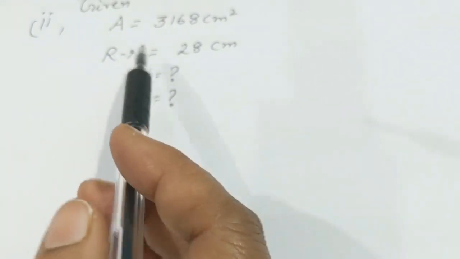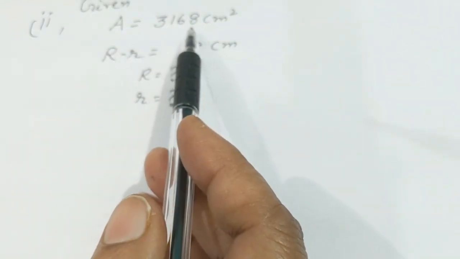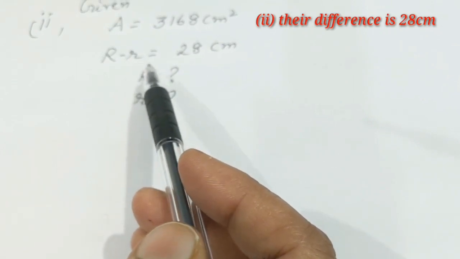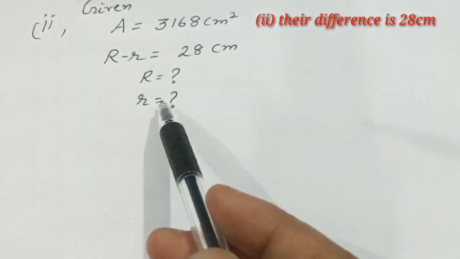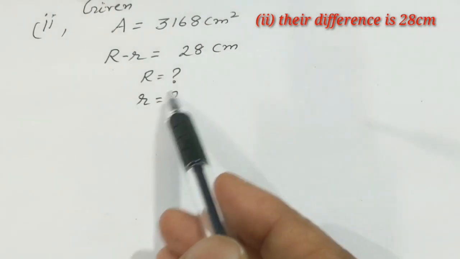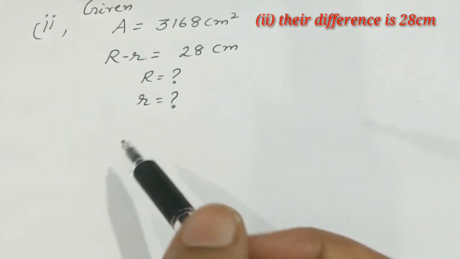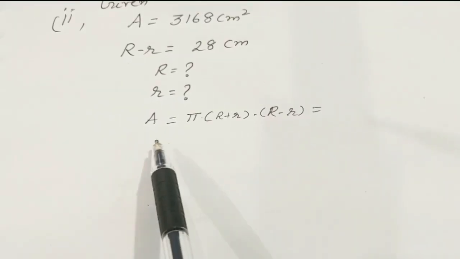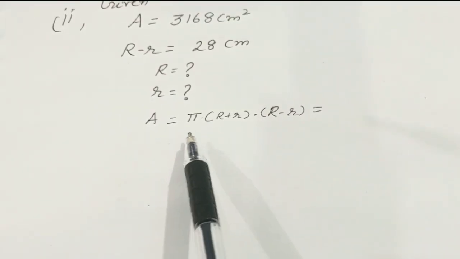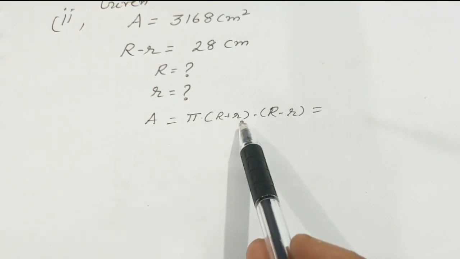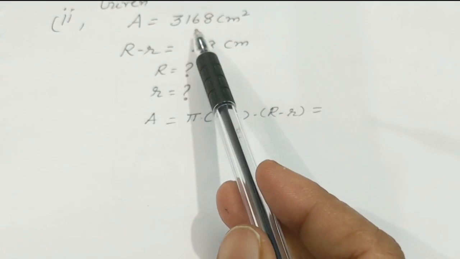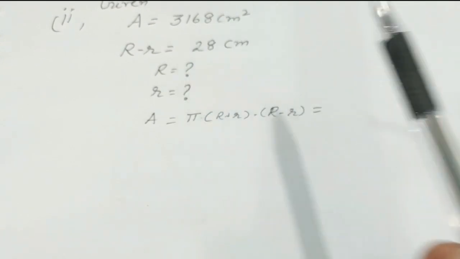In question number 9, second part, the area is the same, that is 3168 centimeter square. The difference of the two radii is 28 centimeter. Find the two radii, means outer radius and inner radius. So how will you start? The same method. Area of the ring. Children, what is the formula of area of ring? Area of ring is pi into sum of the radii into difference of the radii, and it's equal to how many centimeter square? 3168 centimeter square.